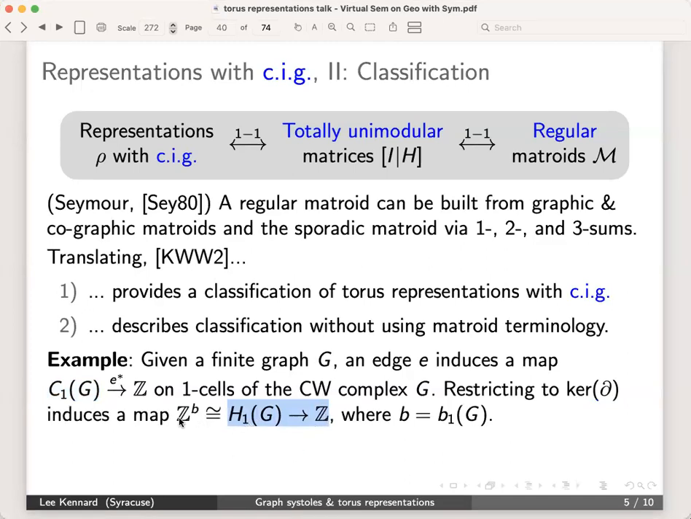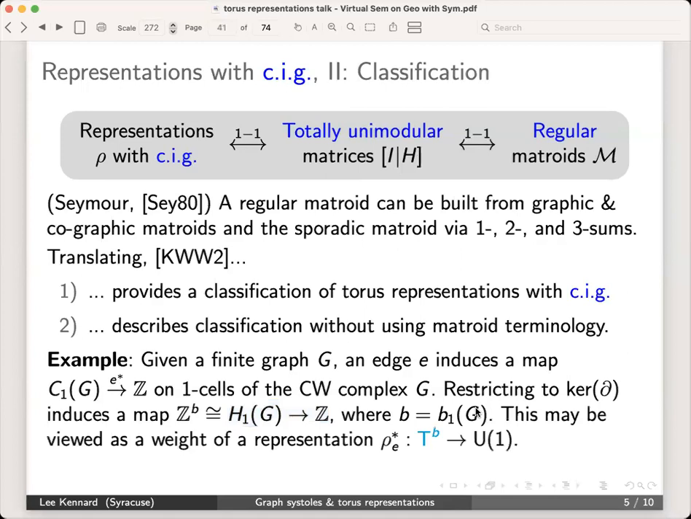And again, there are no 2-cells, so the first homology group is just the direct sum of Z, B times, where B is the first Betti number. And then when you have a map like this from Z to the B to Z, you can think of that as a weight of a torus representation. It's described by B integers. You take those B integers and you put those as the exponents of Z1, Z2 through ZB. It's the most elementary way to think about it. And so this gives us a torus representation of T^B. All right, that was for one edge.